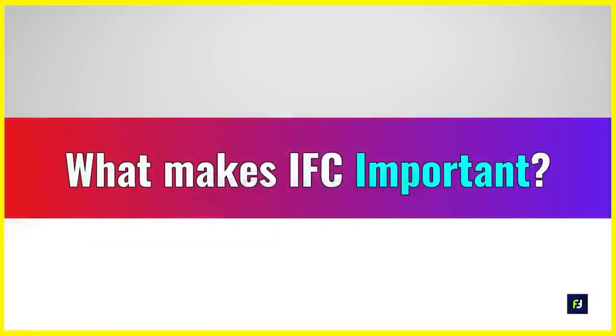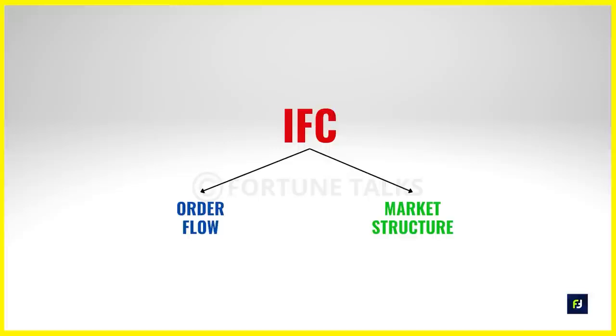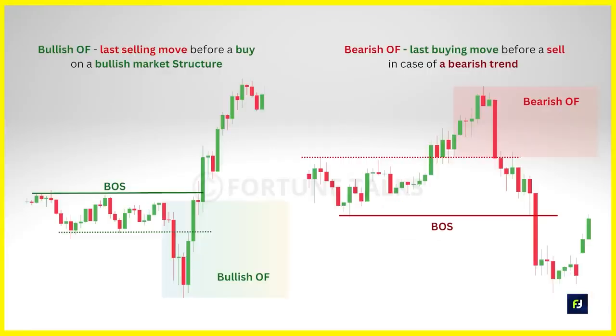Now let us discuss what makes institutional candles important. Institutional candles help you to determine order flow and market structure. Yes, you heard it right. We know what an order flow is. So a bullish order flow is the last selling move before a buy on a bullish market structure, and a bearish order flow is the last buying move before a sell in case of a bearish trend.